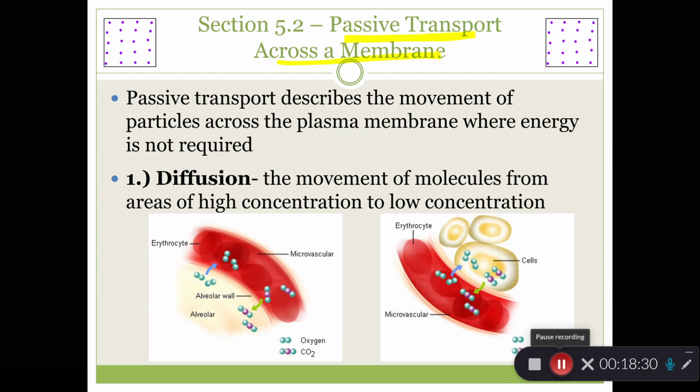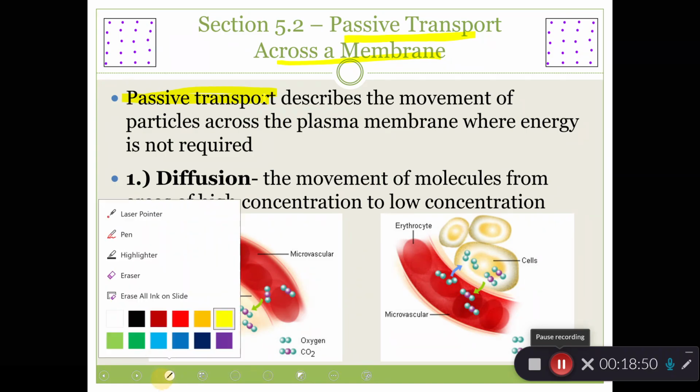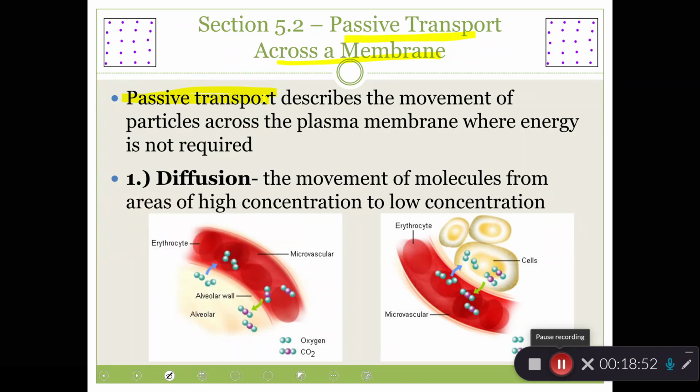There are a lot of types, but two big types of transport: we call them passive transport and active transport. So first we're going to talk about passive transport. Passive is easy. It doesn't require energy. It describes the movement of particles across the plasma membrane where, highlight, underline, circle, energy is not required. So passive transport does not require energy. This is easy. You got this.